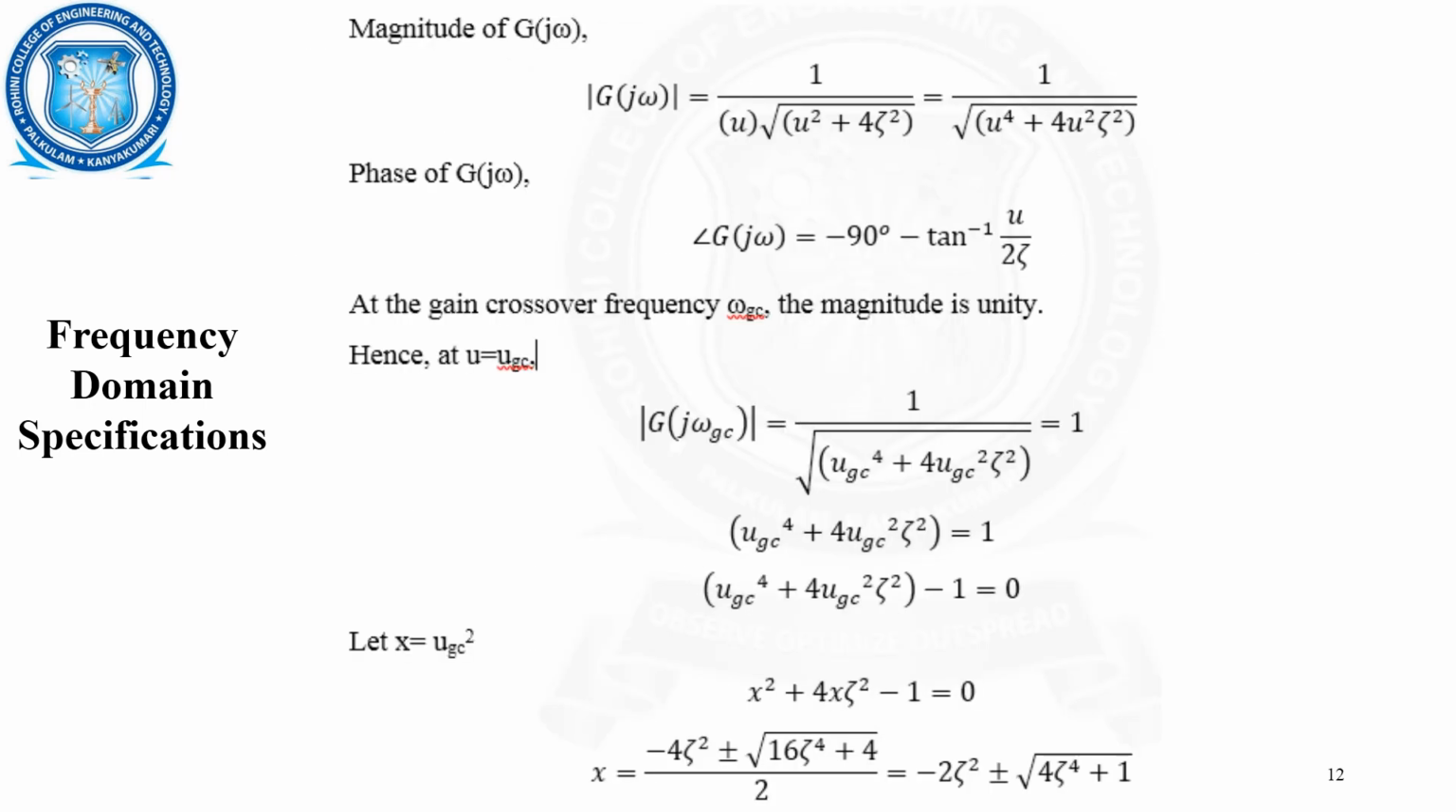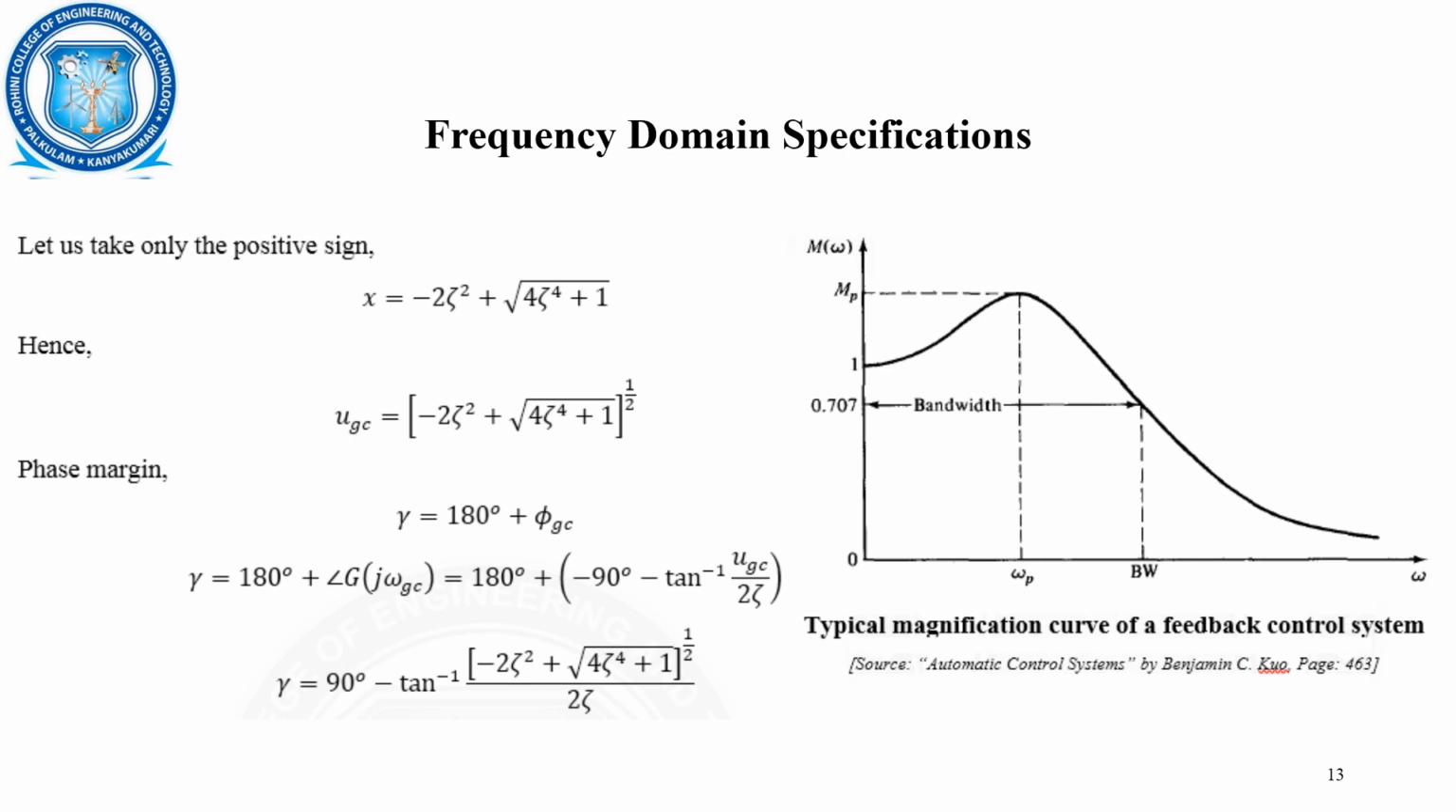Already we have found out the phase value. It is minus 90 degrees minus tan inverse of u by 2 zeta. Let us substitute it here: minus 90 degrees minus tan inverse of, instead of u, we will have u gc by 2 zeta. Already we have the u gc value. When this gets substituted here, the equation reduces to this form. Gamma is equal to 90 degrees minus tan inverse of minus 2 zeta square plus root of 4 zeta power 4 plus 1, the whole power 1 by 2, or simply the square root, divided by 2 zeta. This is how we find out the phase margin.